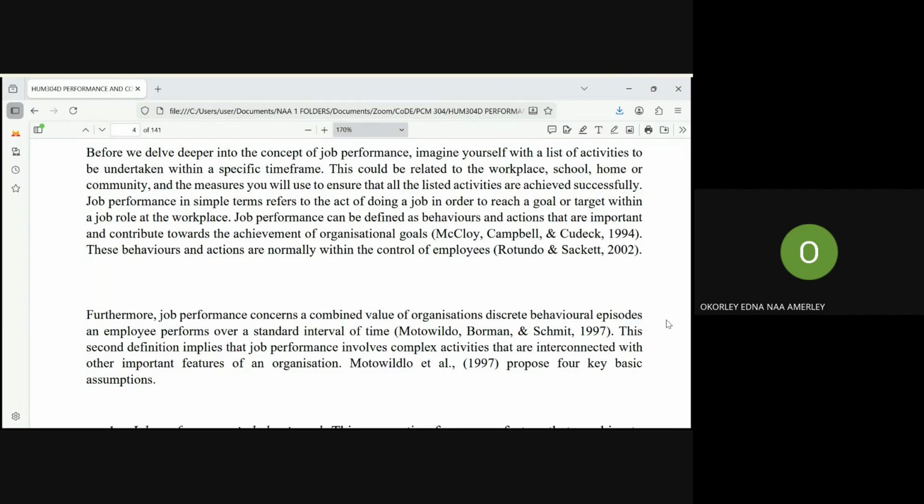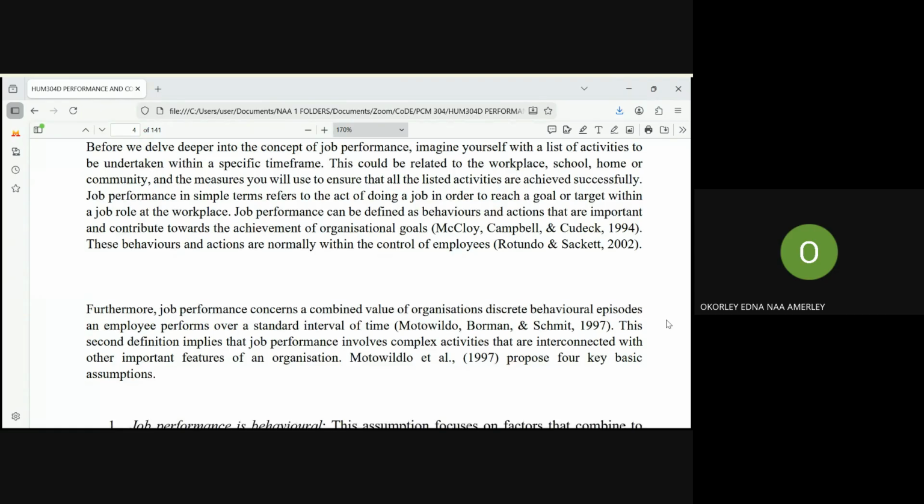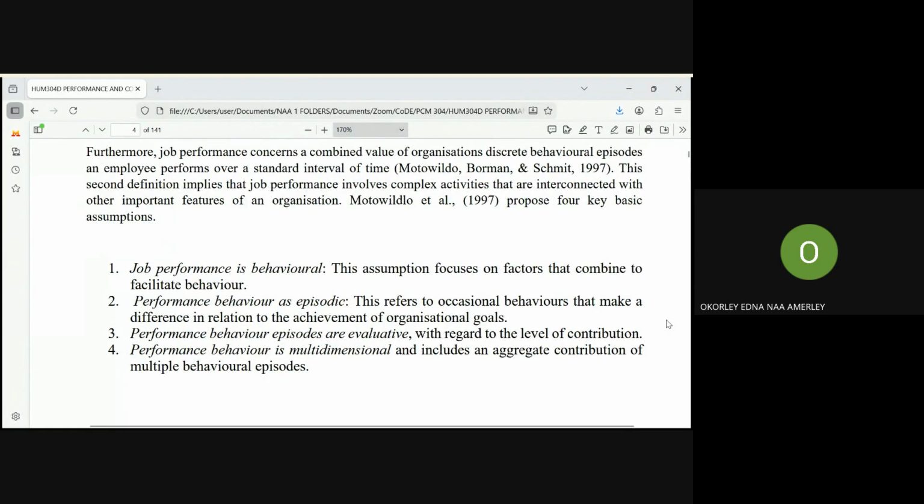And here we have Motowidlo et al., 1997, and they are the ones who have proposed four assumptions from the second definition of job performance. So they are saying that if we say that we need certain behaviors to do the job, then it means that performing a job is behavioral, which means that we need certain behaviors to get the work done. And then the second thing is that performance behavior, that behavior that we need to do the job, is episodic.